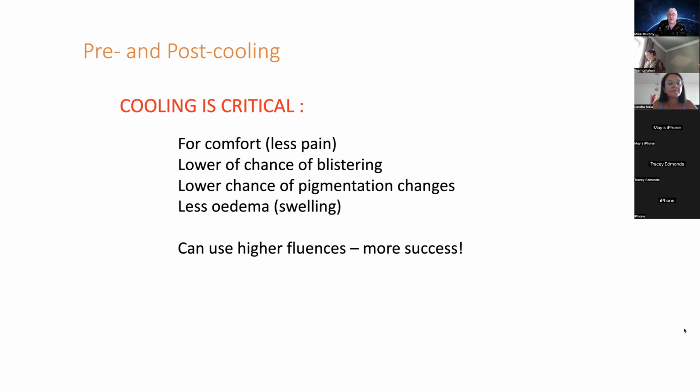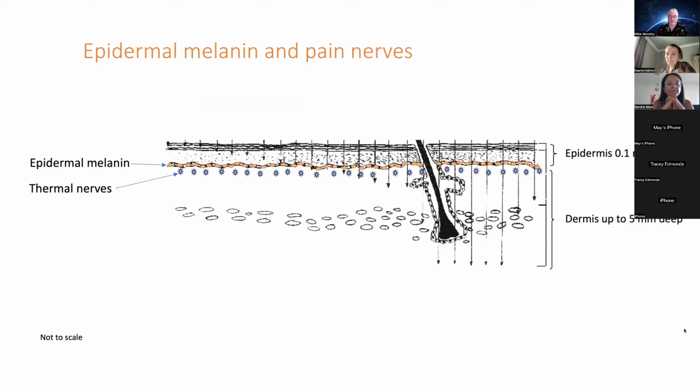And what it means is, if you're using proper cooling, then you can use higher fluences, which means more success. So the success rate in all these treatments is directly dependent on the fluence. So the more fluence you can throw into the skin, the better the success rates. Absolutely. So I did just a quick diagram to try and explain this.